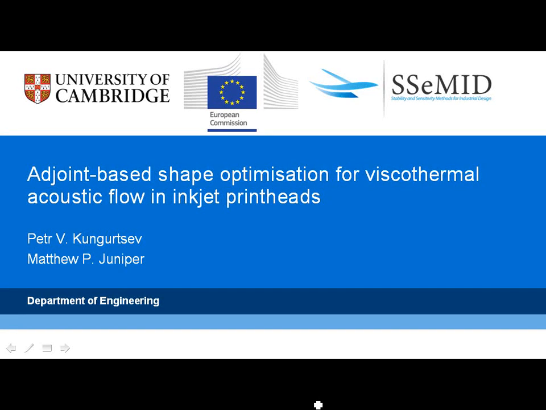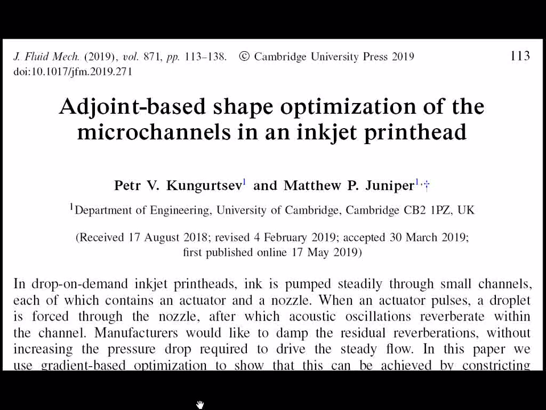This presentation is on adjoint-based shape optimization applied to inkjet printheads. It was work done by Peter Kungutsev, who was supervised by me, Matthew Juniper, as part of an ITN SSE MID, Stability and Sensitivity Methods for Industrial Design, funded by the European Commission. A detailed description of this work can be found in the Journal of Fluid Mechanics, Volume 871, and in this presentation I'll talk about the main highlights of this paper.